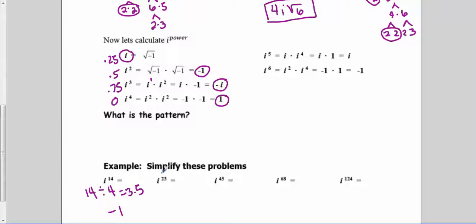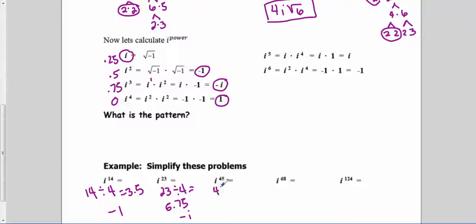For i to the 23, if you do 23 divided by 4, you should get 5.75. And because that's a .75, you're going to have a final answer of -i. Now it is possible you could count through this all the way to 23 if you really wanted to, if you're not making any sense of the .75 part. So you can go 1, 2, 3, 4, 5, 6, 7, 8, 9, 10, 11, 12, all the way up to 23 to see which one you land on. These numbers get so big that that can be difficult.